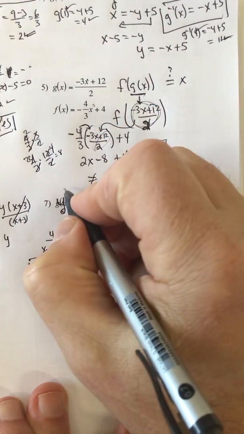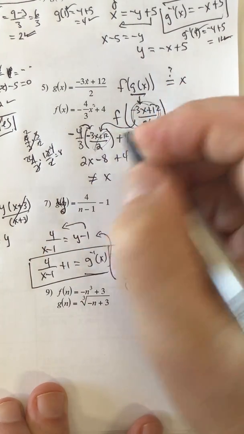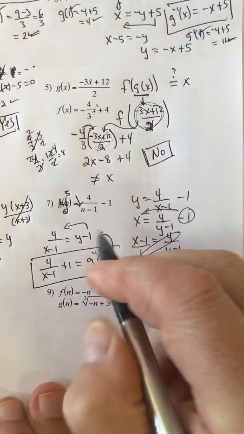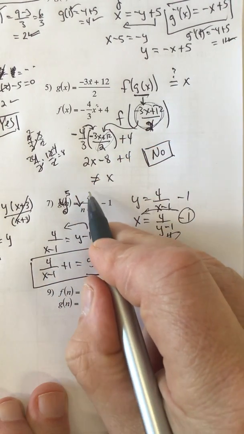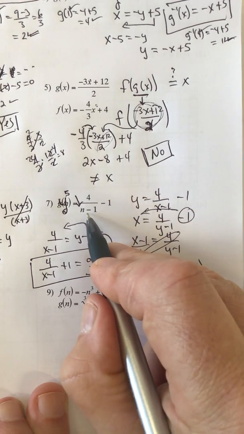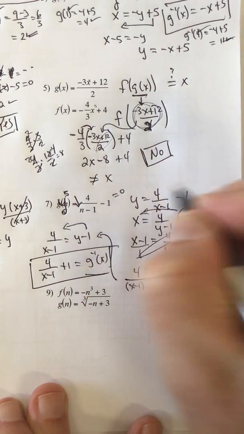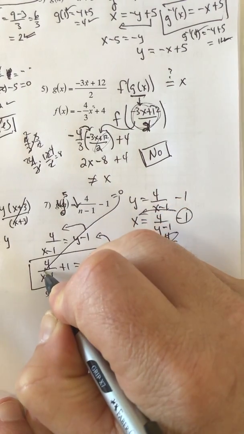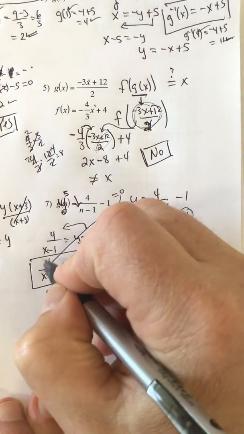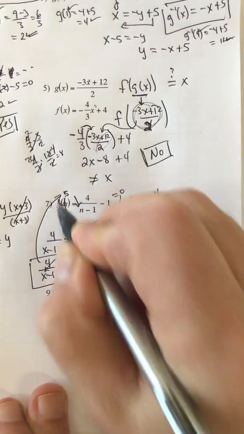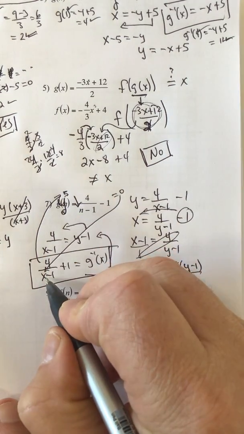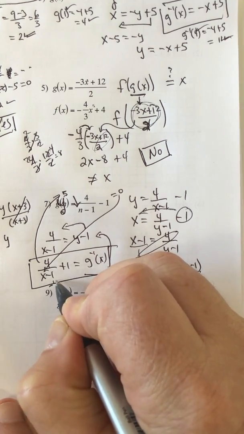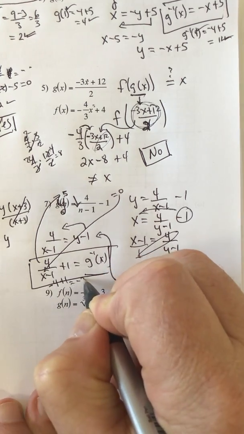So let's say we just put in like maybe a 5. Looks like that would be pretty easy. So if I stick a 5 right there, 5 minus 1 is 4, so that makes 4 over 4 is 1 minus 1. That's going to equal 0. What that means is if we put a 0 in this one, it should give us back 5. Well, if I put 0 in there, I have 4 divided by -1. That would be -4 plus 1 equals -3.